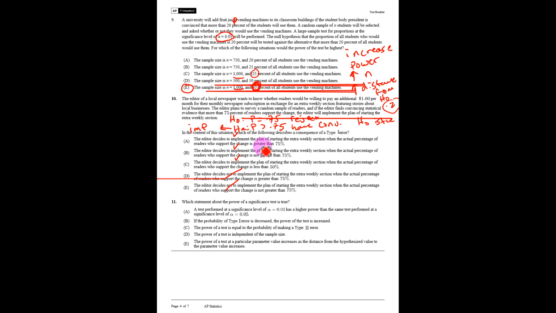When the actual percentage is greater than, no, we want equal to. So not greater than, or less than. Well, we don't want any of that. We just want the not greater than. Like, those are the only two options. Less than 50%, I don't even know. Heck, I don't know where that came from. That's just a random throwaway thing. So yeah, that's got to be B.